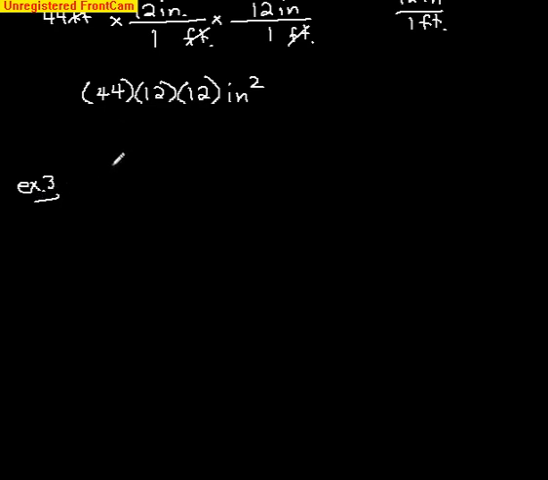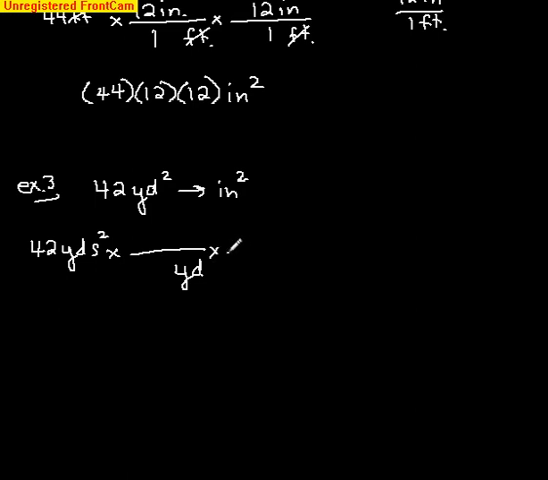Okay, this one is use unit multipliers to convert 42 square yards to square inches. Okay, we're getting a little bit more complicated this time. So we have 42 square yards. We can guess how many we're going to need, so we'll just do one at a time. We have square yards, so we're going to definitely need a yard and a yard for starters.